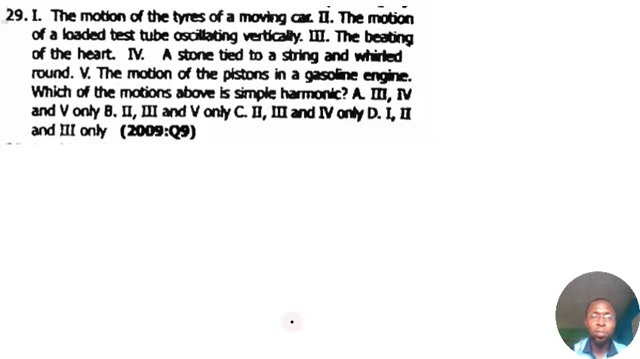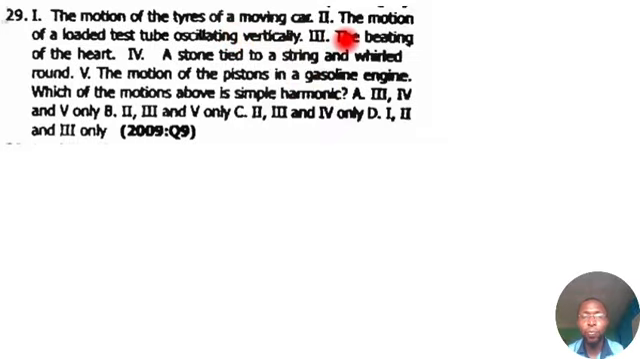It said, I, the motion of the tire of a moving car. II, the motion of a loaded test tube oscillating vertically. III, the beating of the heart. IV, a stone tied to a string and wheeled round. V, the motion of the piston in a gasoline engine. Which of the motions above is simple harmonic? So it's very important that you pay attention to the motion of each of these examples.